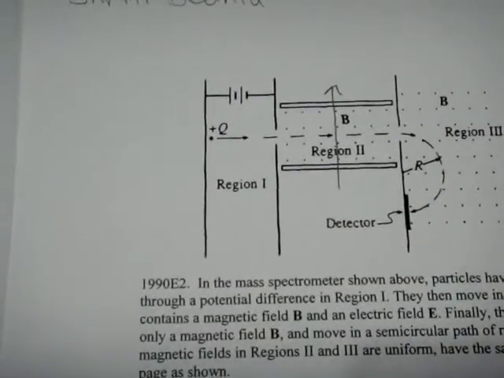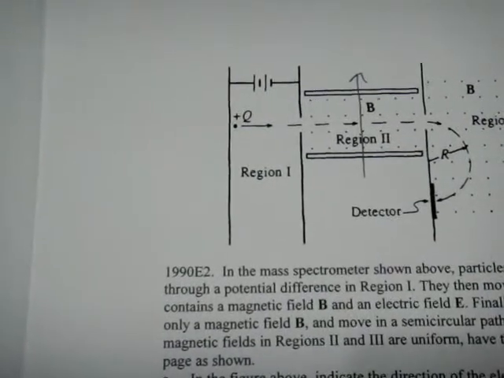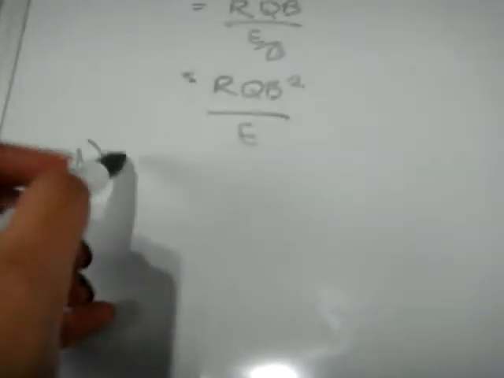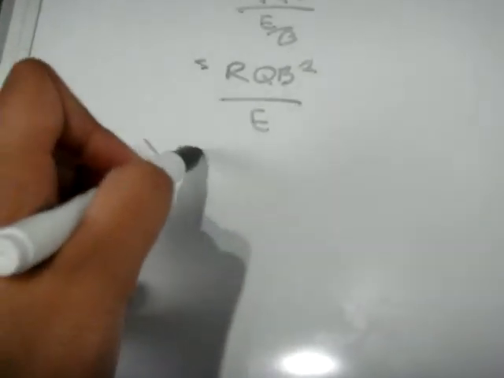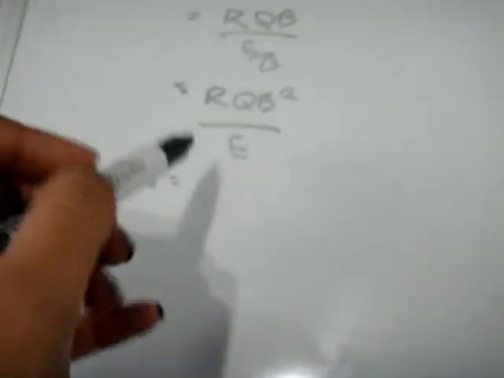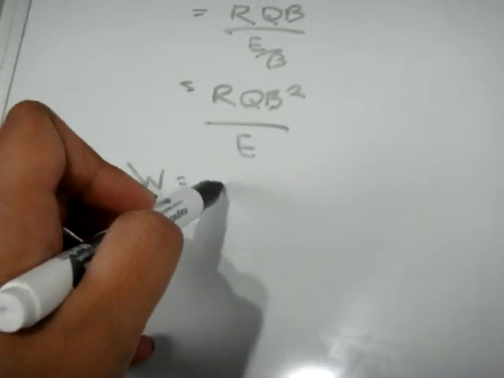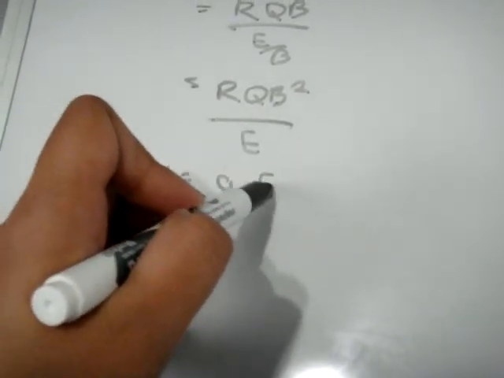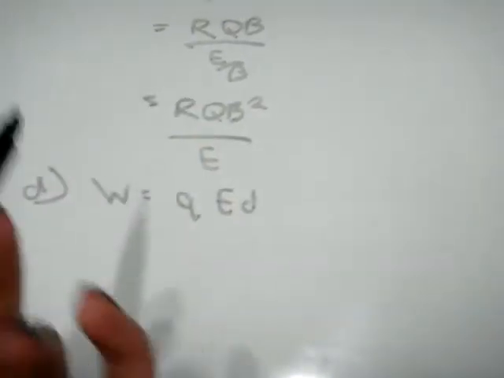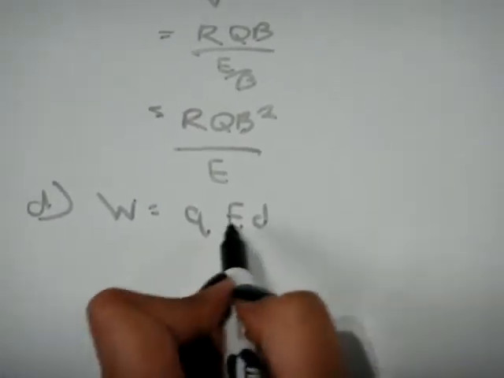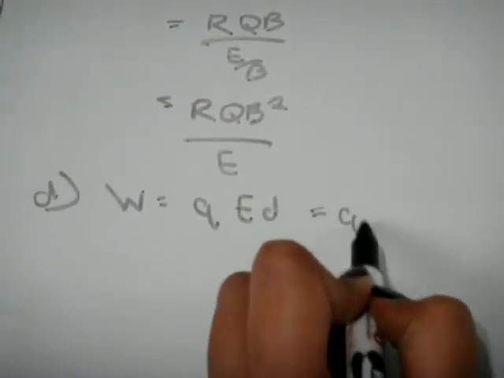Okay, so now they want the potential V. So what we could start with is basically just what work equals. So work, my physics teacher likes to say quite easily done, representing Q, E, D, quite easily done. It's just a way to remember. And then E D equals V, so you have QV.